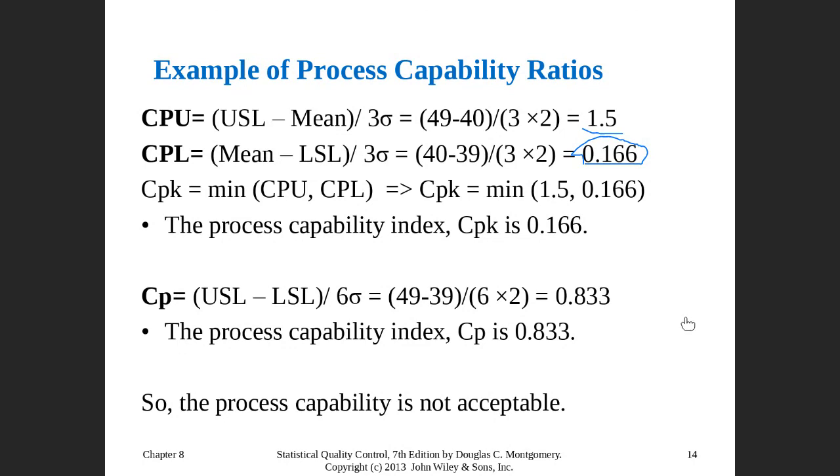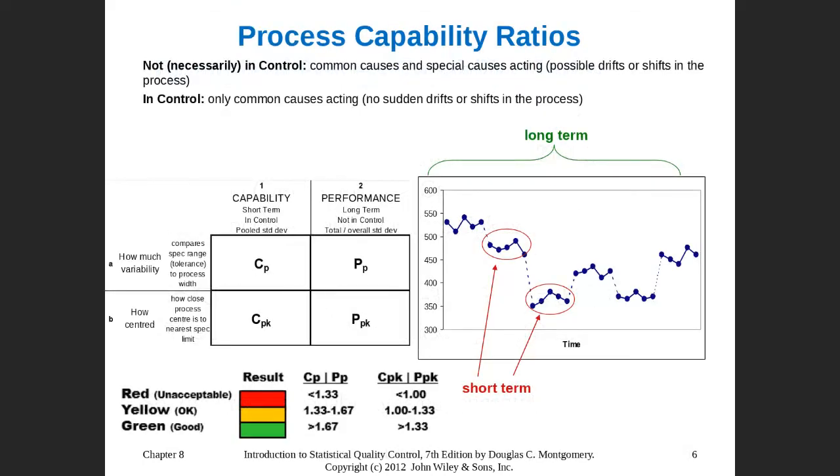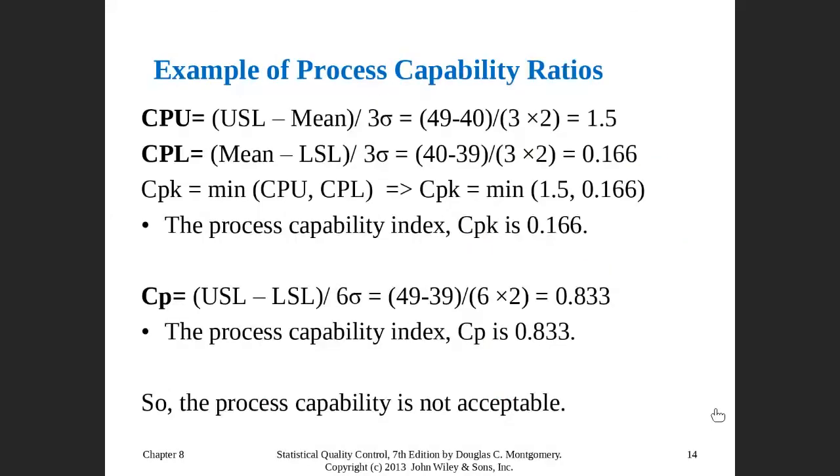In this case, let's refer again to our figure here. You will see both of the values are less than the acceptable range. So what we can say about this process is that the process capability is not acceptable, and the process is not capable. So the process is not capable to meet the specification limits.